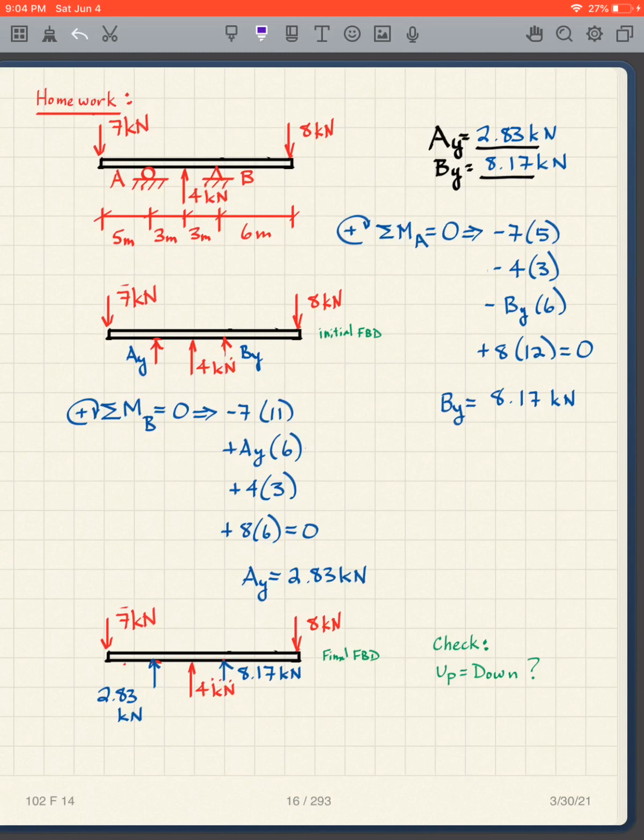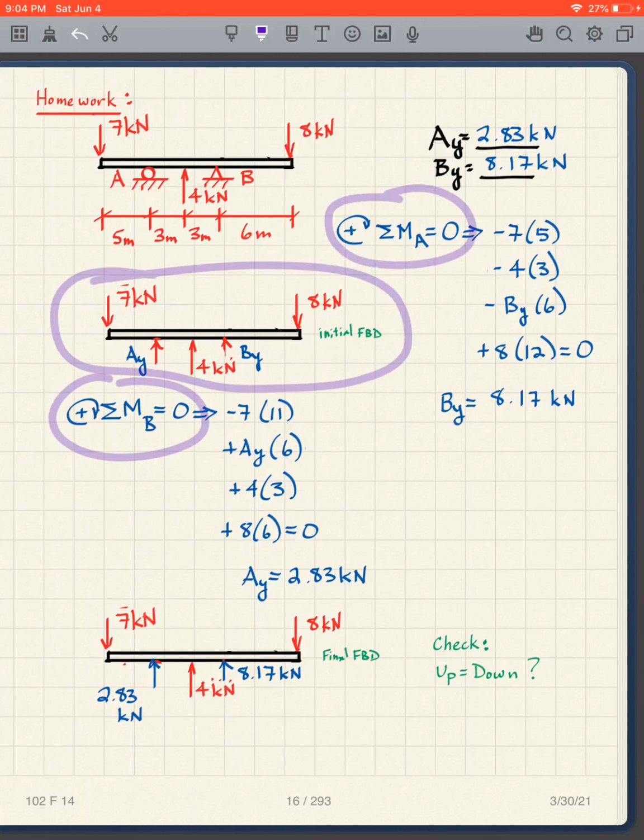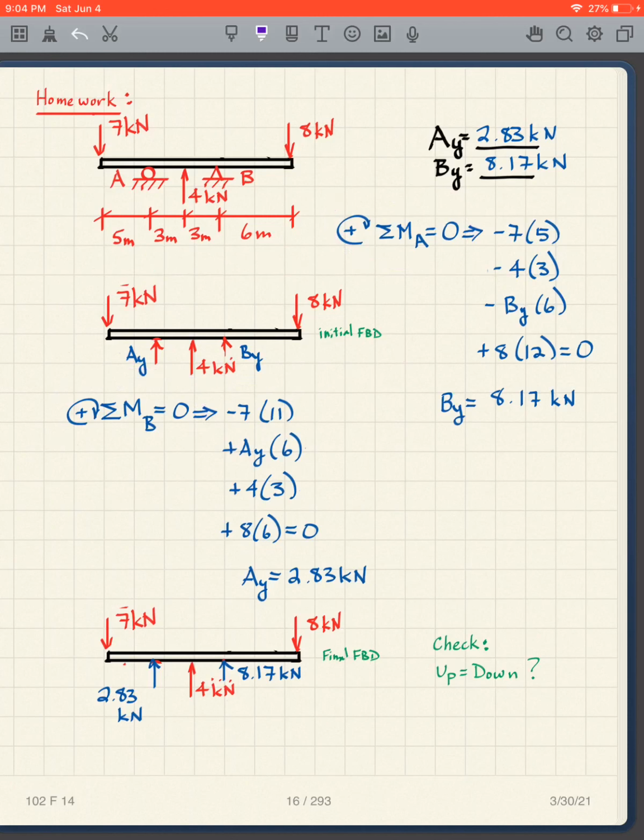So here is my free body diagram. I've got an AY and a BY. What do? I look at this free body diagram to write my two equations. So I have to be true to that. So I'm taking moments about A. What is it? I got 7 times 5. I've got 4 times 3.